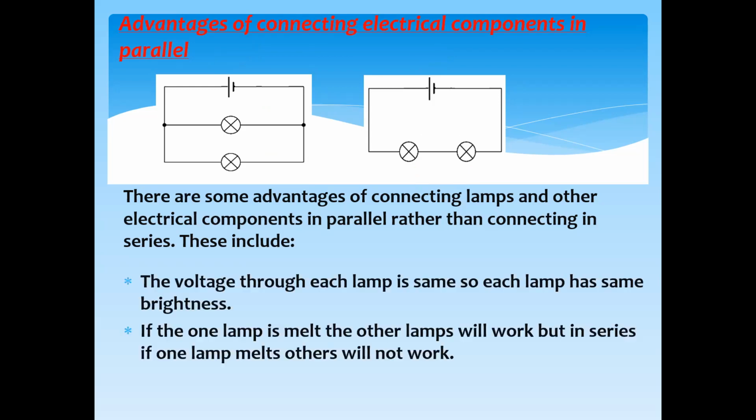So if the voltage through each lamp is the same, each lamp will have the same brightness, or receive the same rated voltage. The second thing, if the filament of one of the lamps melts, then in series the whole circuit won't work.